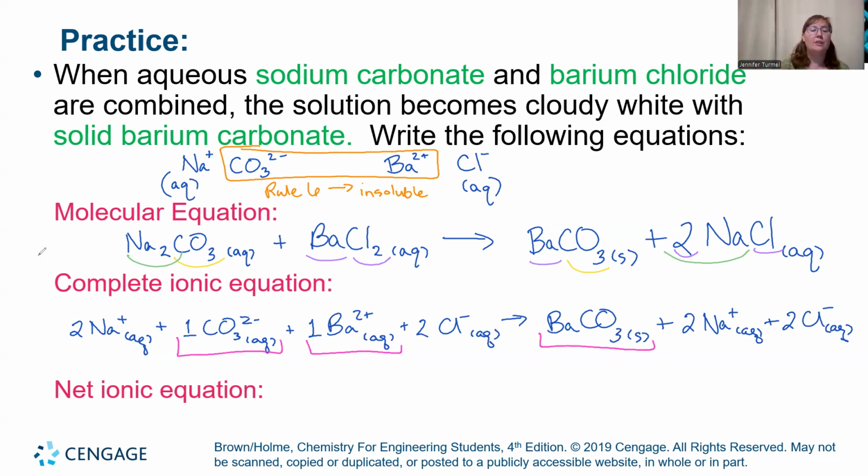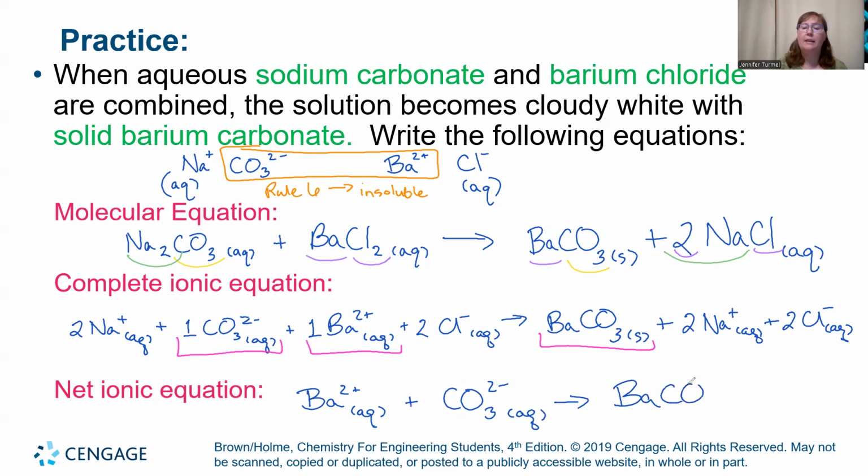And we leave out our spectator ions just like we did in our acids and bases. We can rewrite this to say that barium ions and carbonate ions yield barium carbonate as a solid precipitate. Excellent.